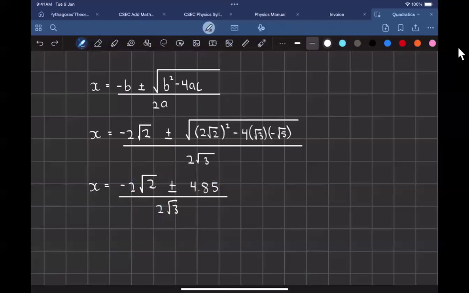Oh, okay. So the first solution is going to be the positive solution. So minus 2 root 2, and I'm going to use the plus one first. So Aliyah, just plug that whole thing into your calculator and let me know what you get.